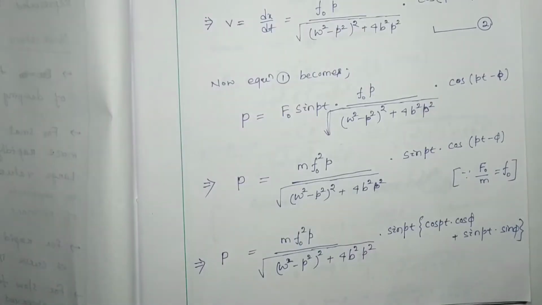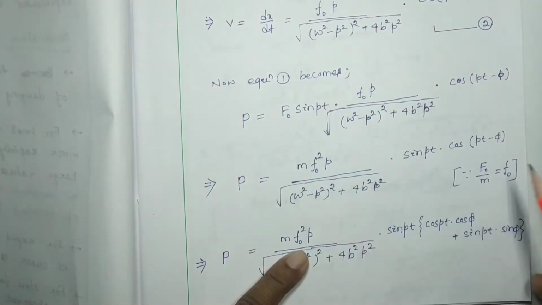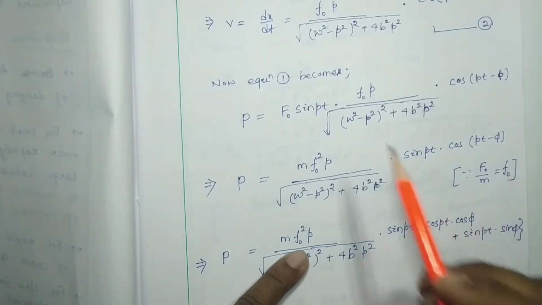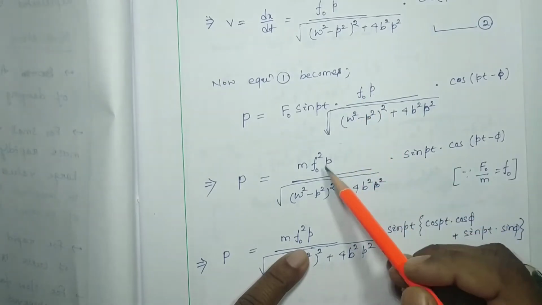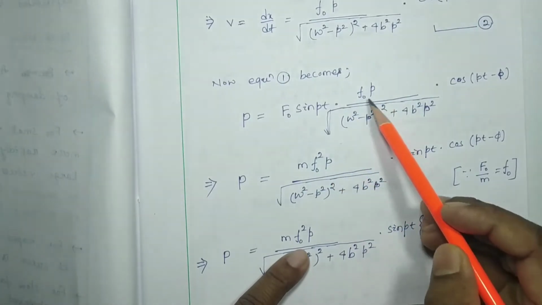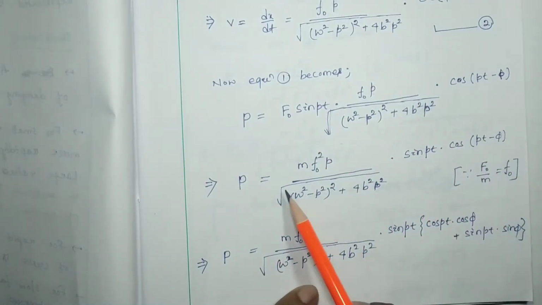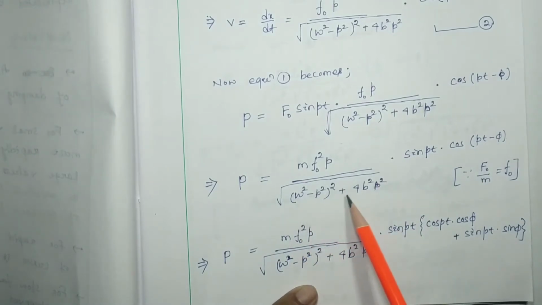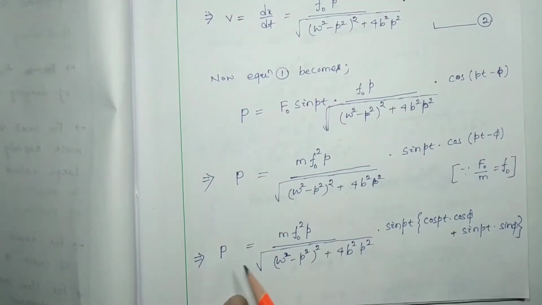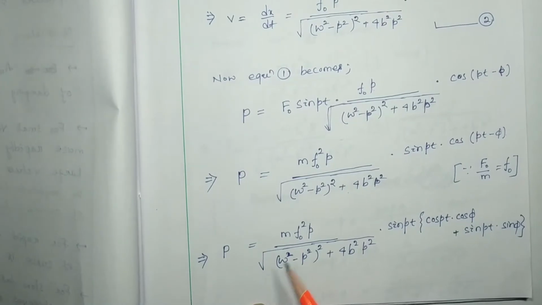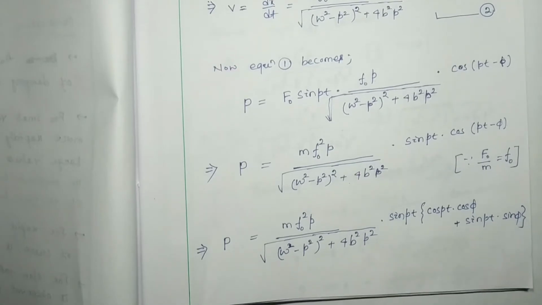So now if capital F0 is written as m into small f0, the numerator will be m f0 square into p, where p is the small p, and sin pt cos of pt minus phi, divided by the square root of omega square minus p square whole square plus 4b square p square. That implies P will be equal to m f0 square into p into sin pt.